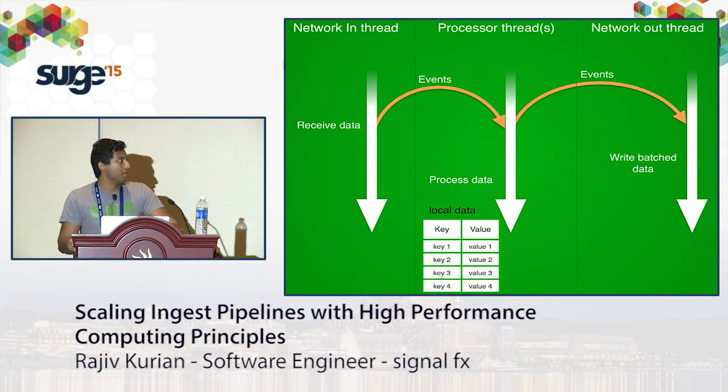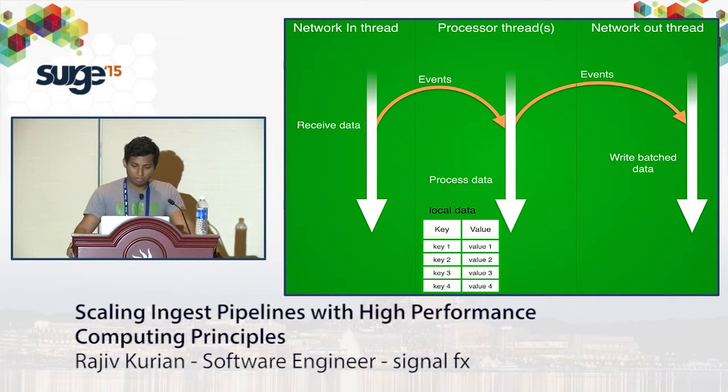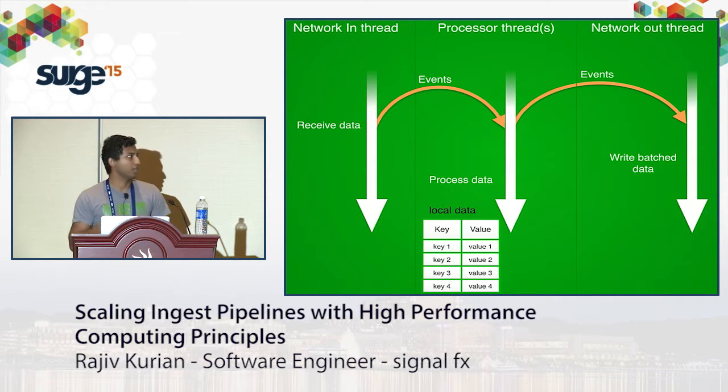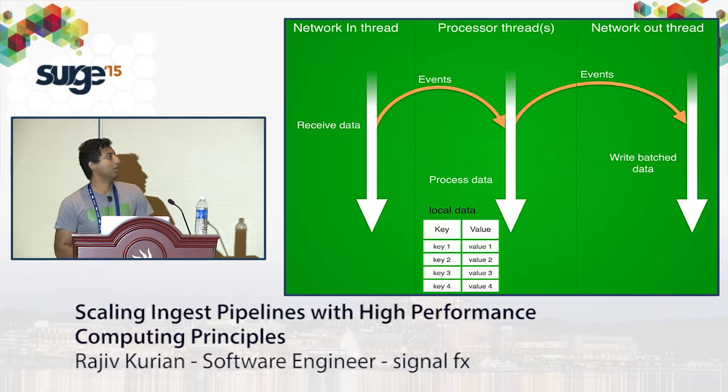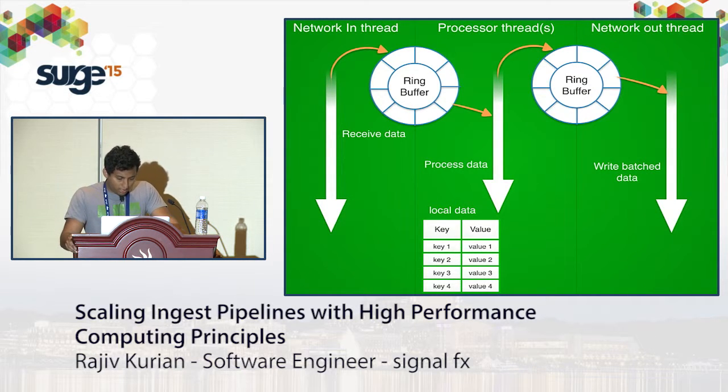Sometimes it needs to send data back or to downstream services, so it sends them as events. Then your network out thread batches these events, because again, it's a single thread, it can batch really well, and sends them out. So we added another refinement to that architecture.